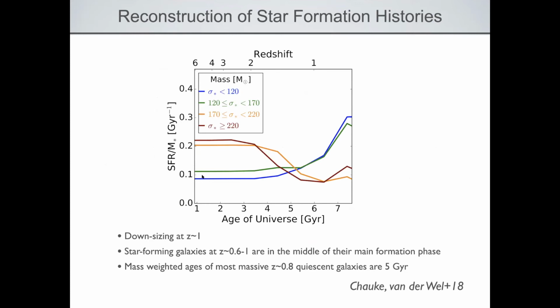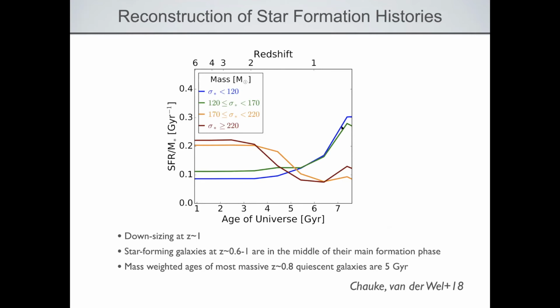So in blue and green, we have low velocity dispersion galaxies, and in orange and red, high velocity dispersion galaxies. We plot their average specific star formation rates over time, and we see that the high dispersion galaxies at the time of observation at redshift 1 have lower star formation rates than the past average. And the low dispersion galaxies actually have higher star formation rates.